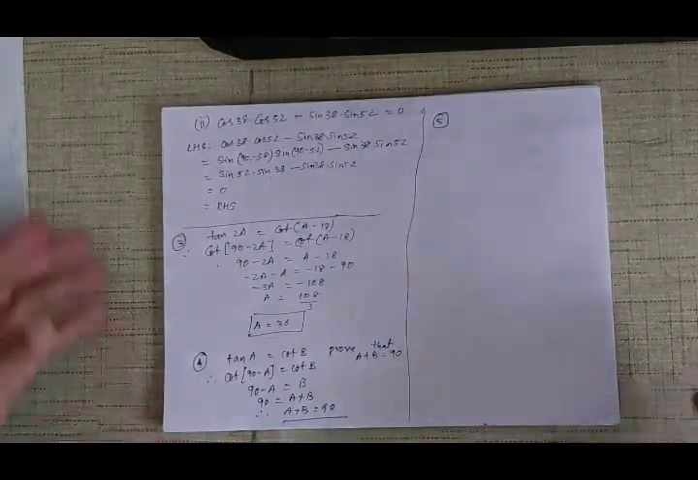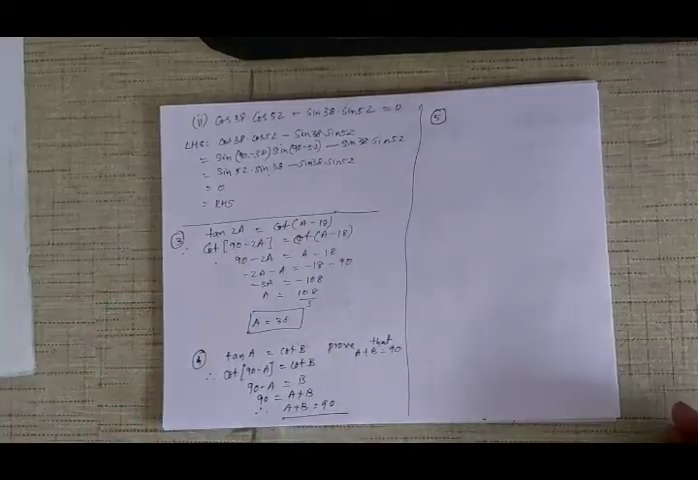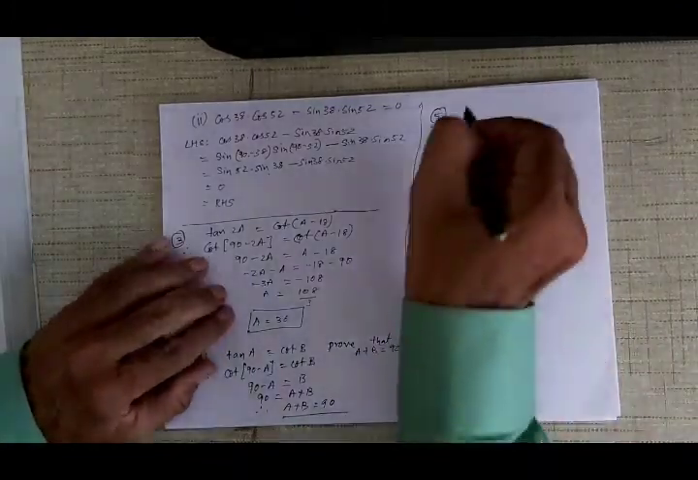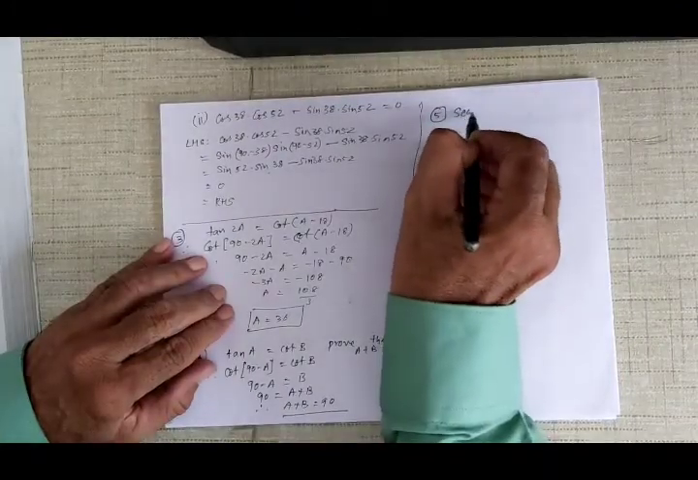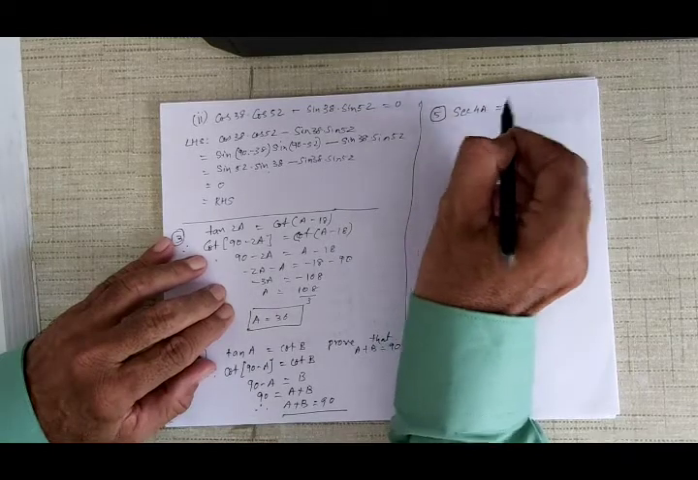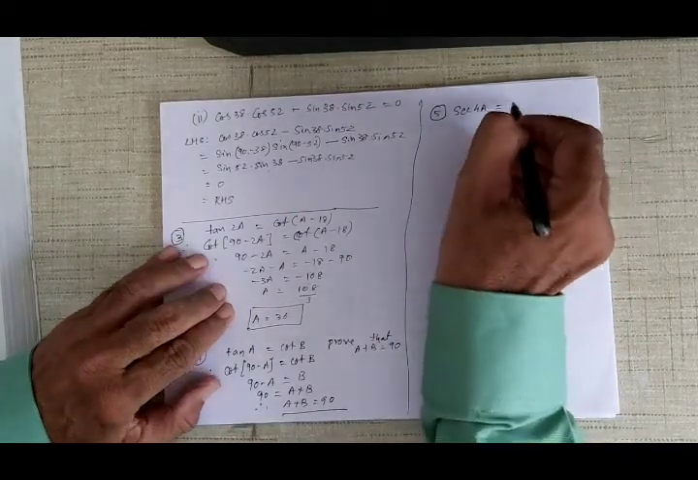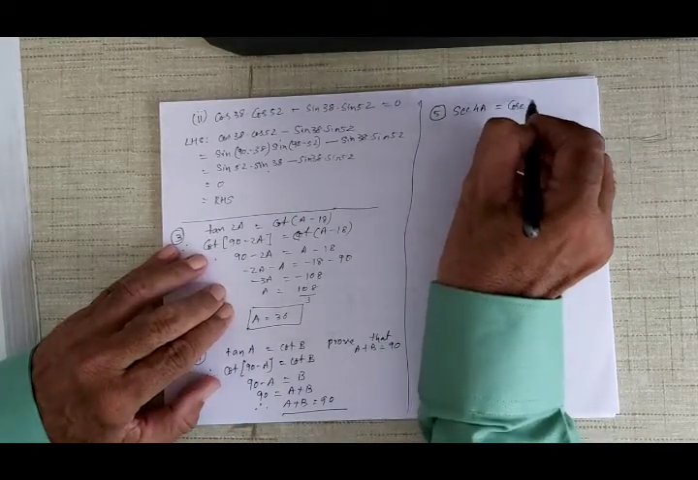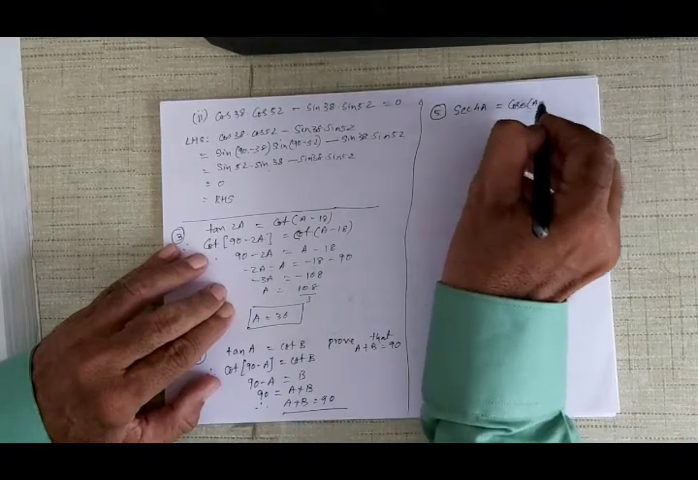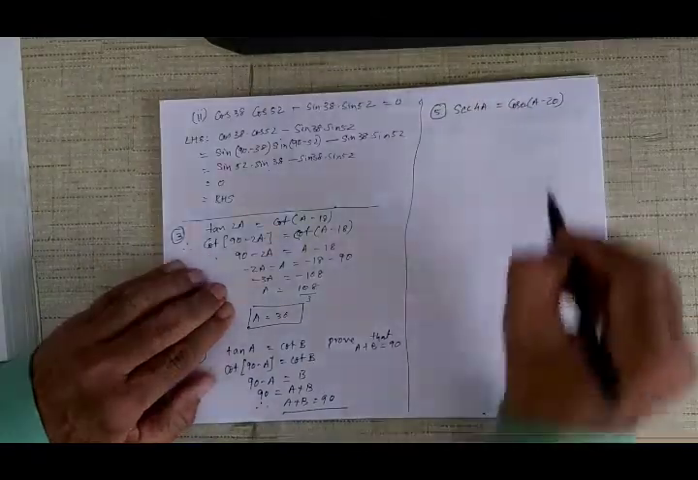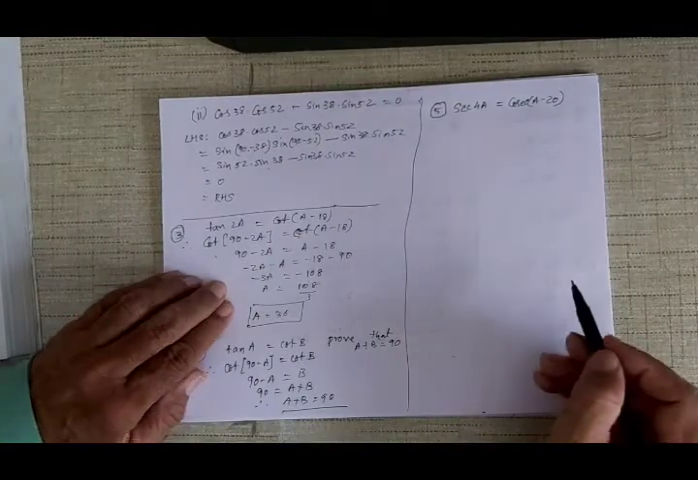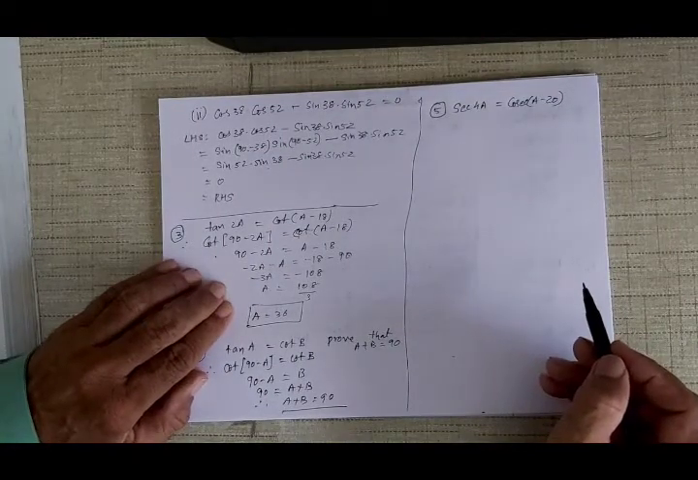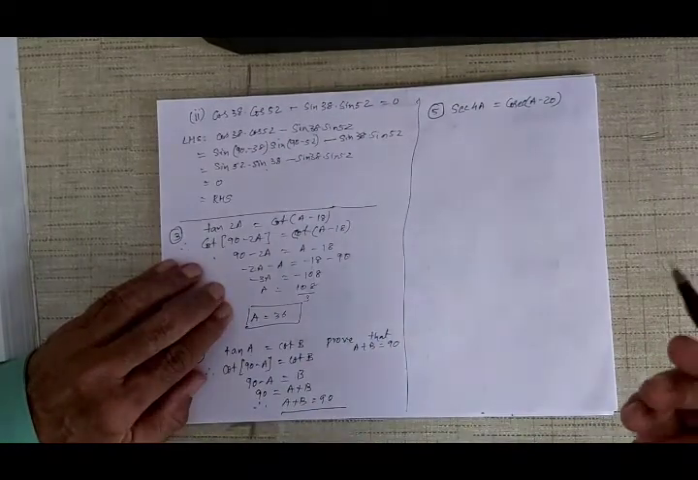These are all very simple, short problems. Okay, there is nothing complicated. All right. If sec 4a is equal to cosec (a minus 20), where 4a is an acute angle, find the value of a.